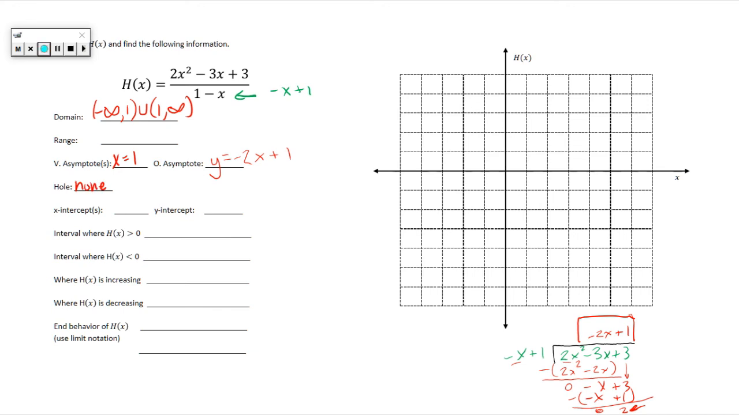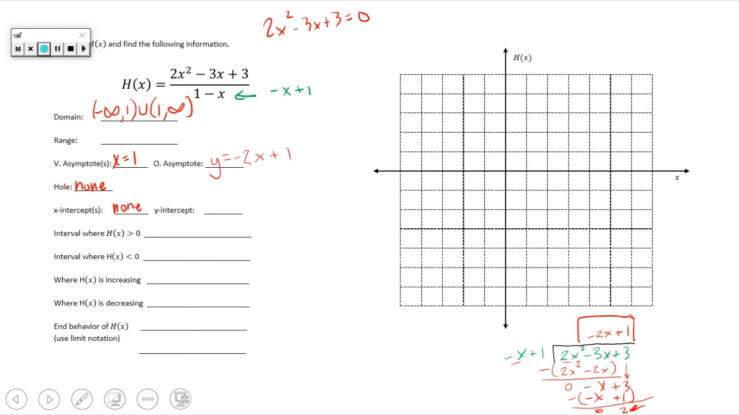X-intercepts would occur when the numerator was equal to 0, or when the value of h of x was equal to 0. So we would go 2x squared minus 3x plus 3 equals 0 and attempt to factor this or use the quadratic formula or complete the square. But in either case, we would see that there are no real solutions, or there are no zeros to that polynomial, which means there would be no x-intercepts.